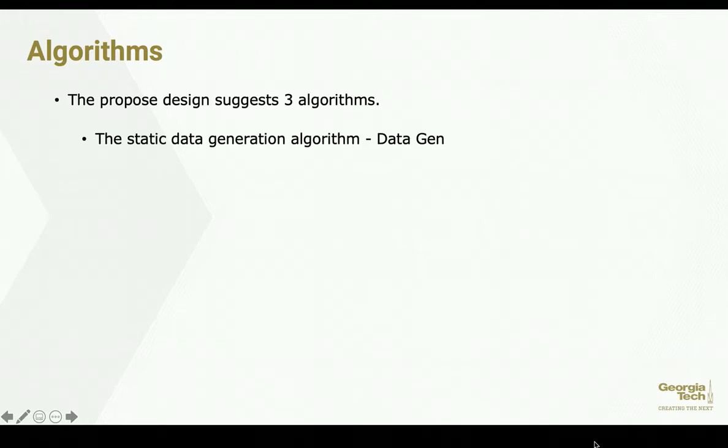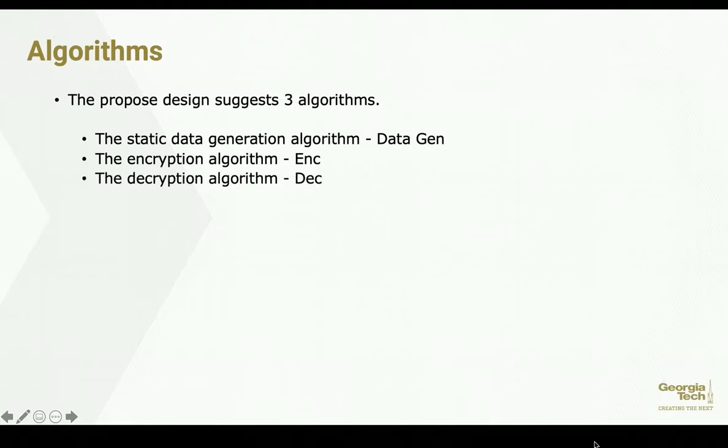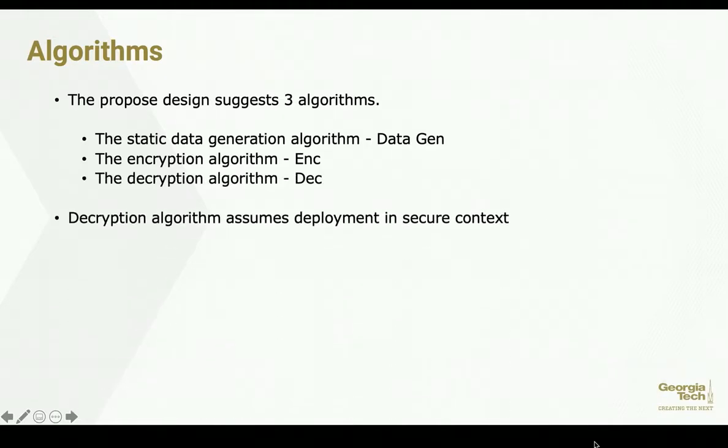We are moving to the next one, the different algorithms. This is the core part of the solution. There are mainly three algorithms we are going to discuss: the static data generation algorithm, DataGen; the encryption algorithm, ENC; and the decryption algorithm, DEC. The encryption algorithm should focus on being lightweight and should run on devices with low memory and low storage, whereas the decryption algorithm assumes deployment in a secure context. It is deployed in the backend, on a server or a PC, and there is no restriction.